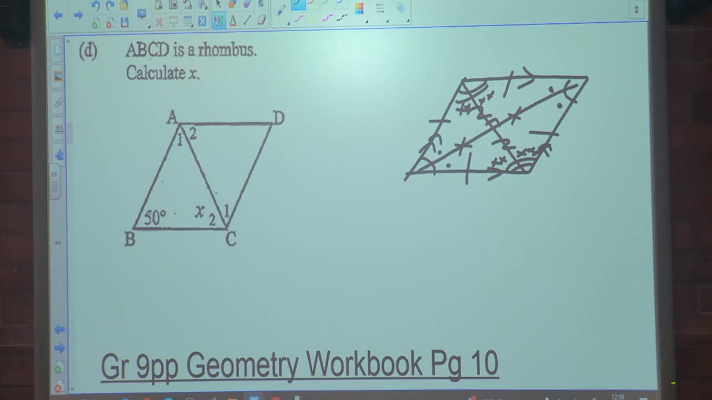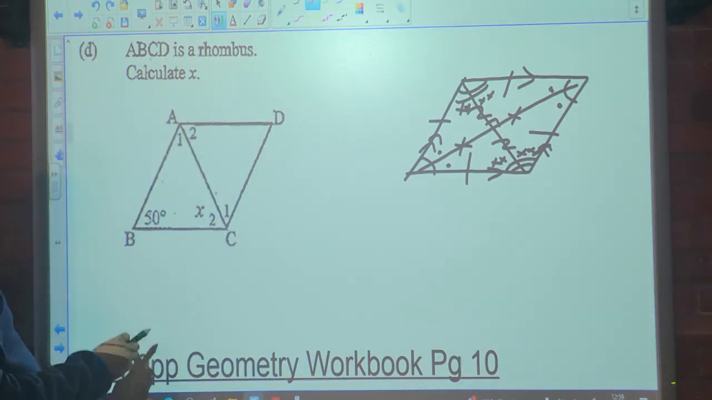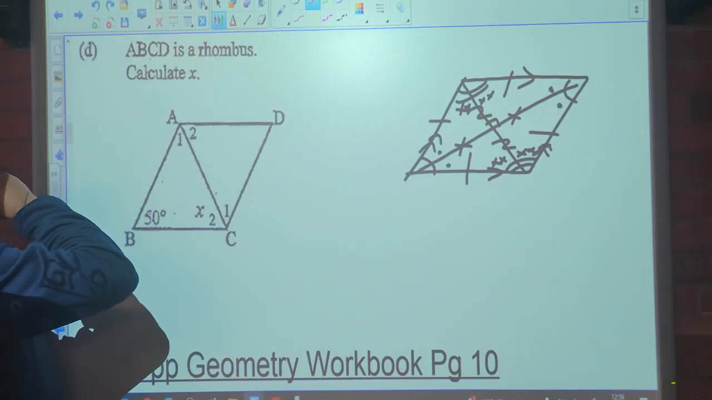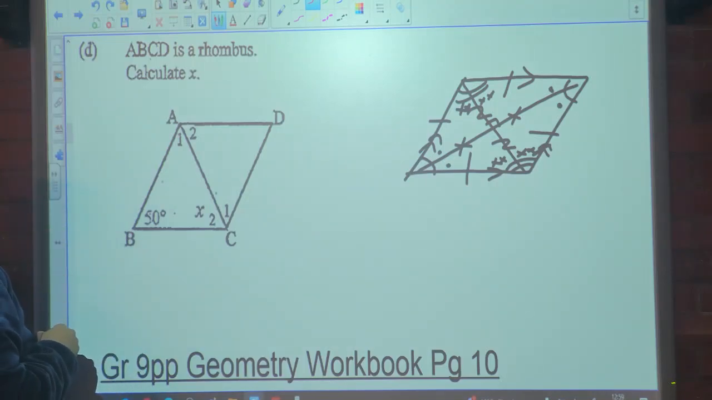Doesn't sound like you guys actually read what you wrote down. Okay? So there are 6 properties. When they tell you it's a rhombus, all of those things must come to mind. Okay? So let's go with what we have here. The question says calculate x, so solve for x.